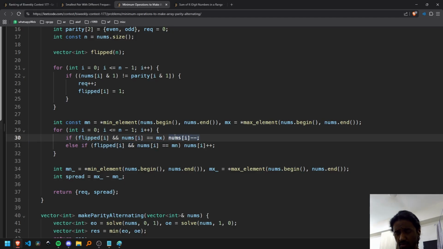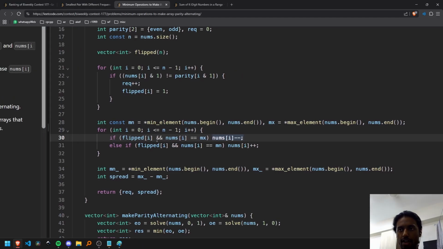I hope you understand this part, that +1 and -1 are doing the same thing to the parity, and since I want to minimize the spread, bringing the maximum value down is the better choice. And similarly for the minimum, bringing it up is the better choice. So you can just do this.